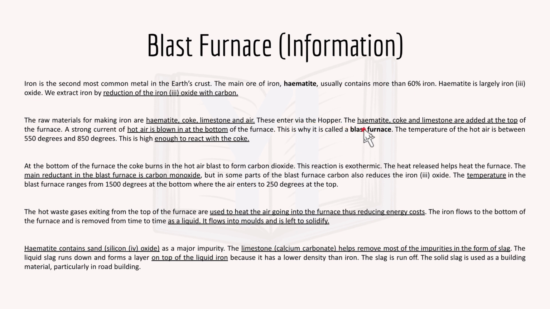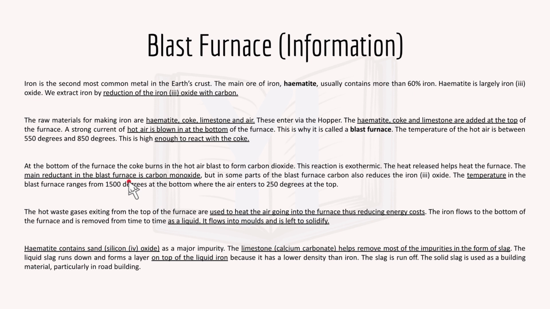Hematite, coke, and limestone are added at the top of the furnace, and a strong current of hot air is blown into the bottom of the furnace, and that's why it's called a blast furnace. The temperature of the hot air is between 550 degrees Celsius to 850. And at the bottom of the furnace, the coke burns in the hot air blast to form carbon dioxide, and this reaction is exothermic, and the heat helps to heat the furnace.